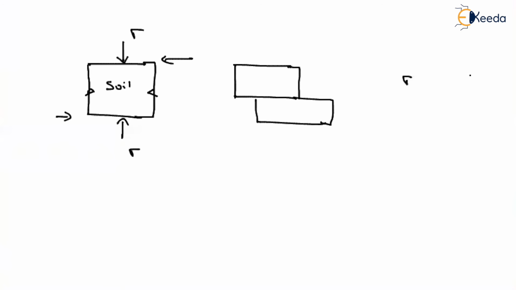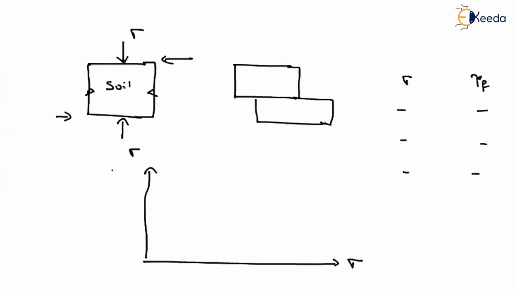That means we will note down two parameters. First we'll take some normal stress, we'll keep some load, and we will measure the shear stress needed for the failure condition. Like that we'll keep on changing sigma, and we will obtain the tau f values. Using those values, along the x axis we'll use sigma, and along the y axis the shear stress along the failure plane, and we will draw a diagram. After obtaining the failure envelope, we will obtain the phi value, and also the cohesion value. This is nothing but the direct box shear test.